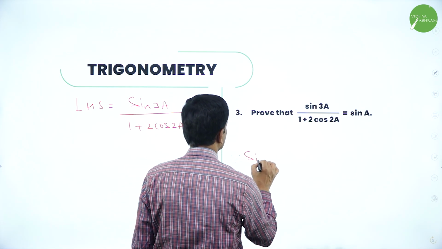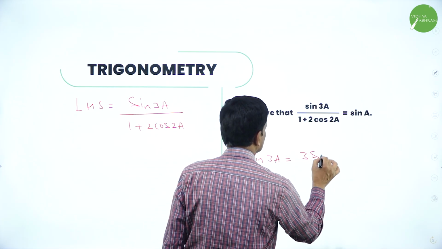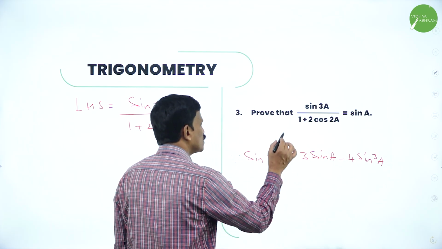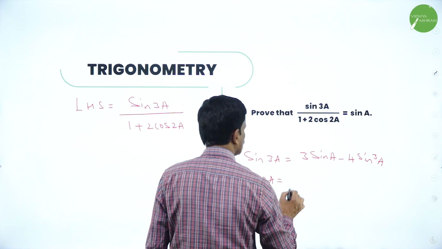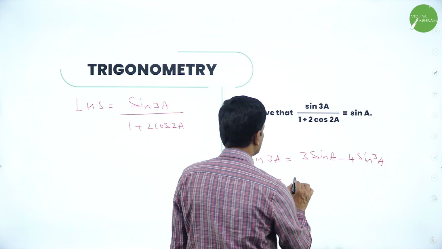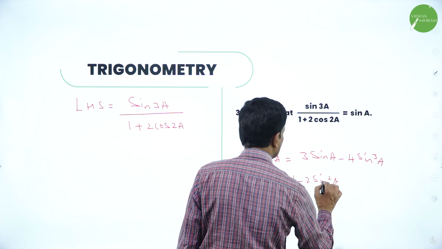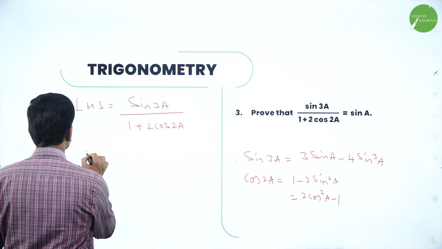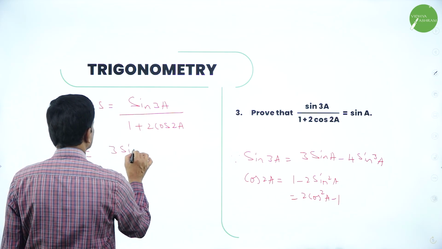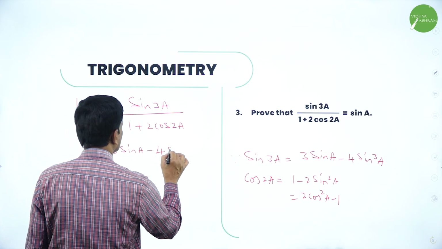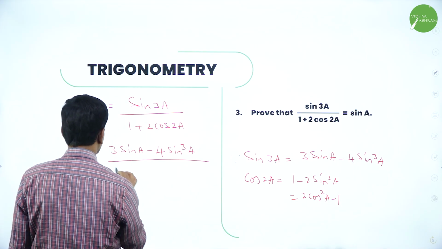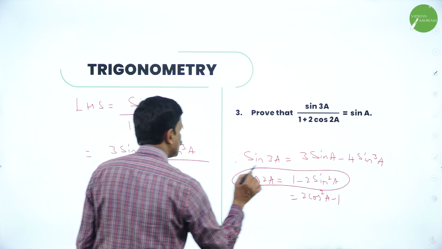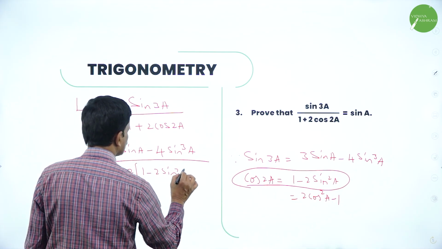You know the formula: sin 3A is equal to 3 sin A minus 4 sin cube A. Right. Now, what is cos 2A in terms of sin? Cos 2A is equal to, there are two formulas, 1 minus 2 sin square A, or another one, 2 cos square A minus 1. Now, let us substitute here. Sin 3A is 3 sin A minus 4 sin cube A divided by 1 plus 2 into cos 2A. For cos 2A, make use of this formula, that is 1 minus 2 sin square A.